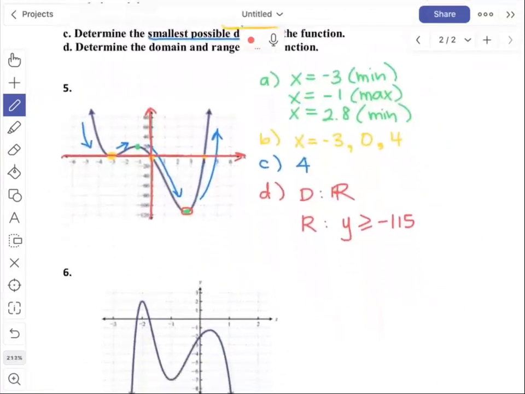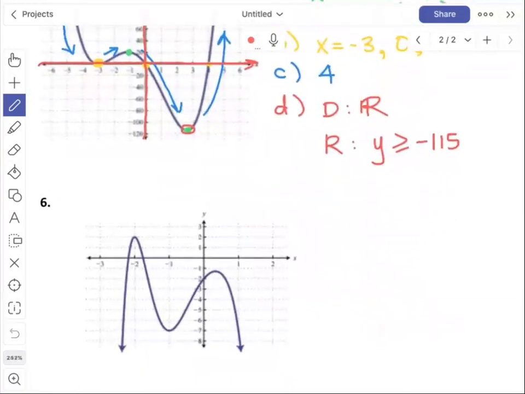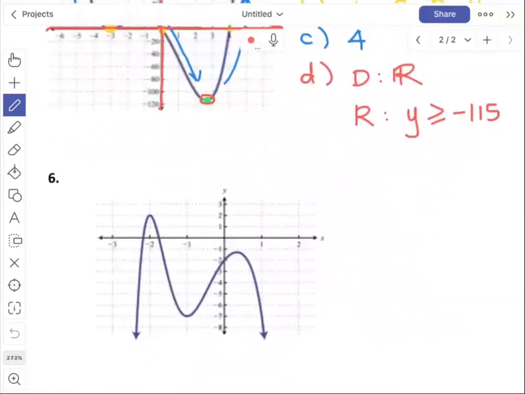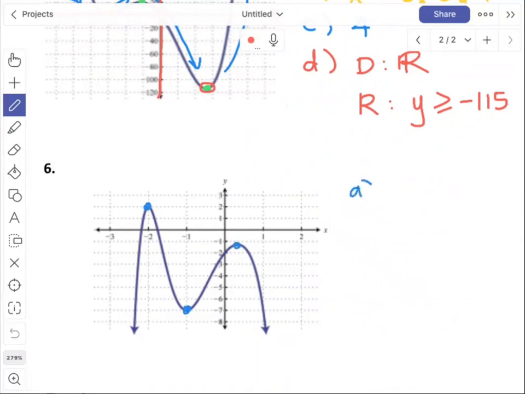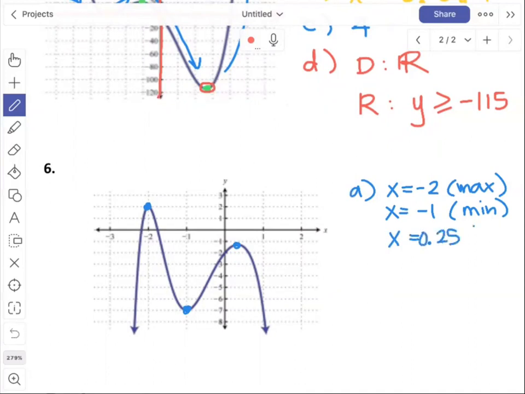All right. And let's try this last one, number 6. Part A, estimate the relative maxima and minima. I see I have a max here, I have a min here, and I have a max here. So x is -2, I see a relative max. I have a relative minimum at x is -1. And then x is equal to about 0.25, I have a max.